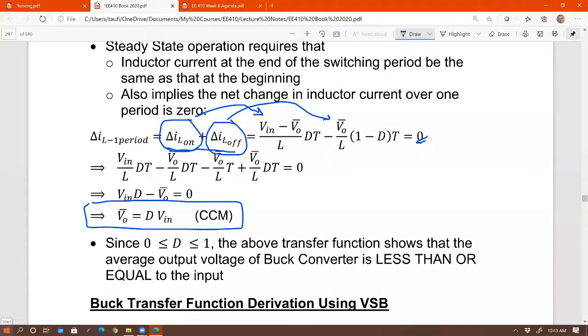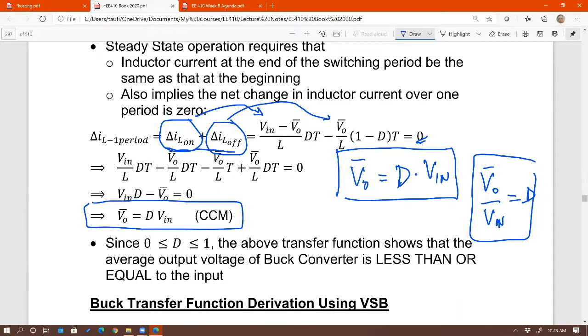So V out average is equal to duty cycle times V in. That's the transfer function. Or you can write it this way: V out over V in is equal to duty cycle. Right?